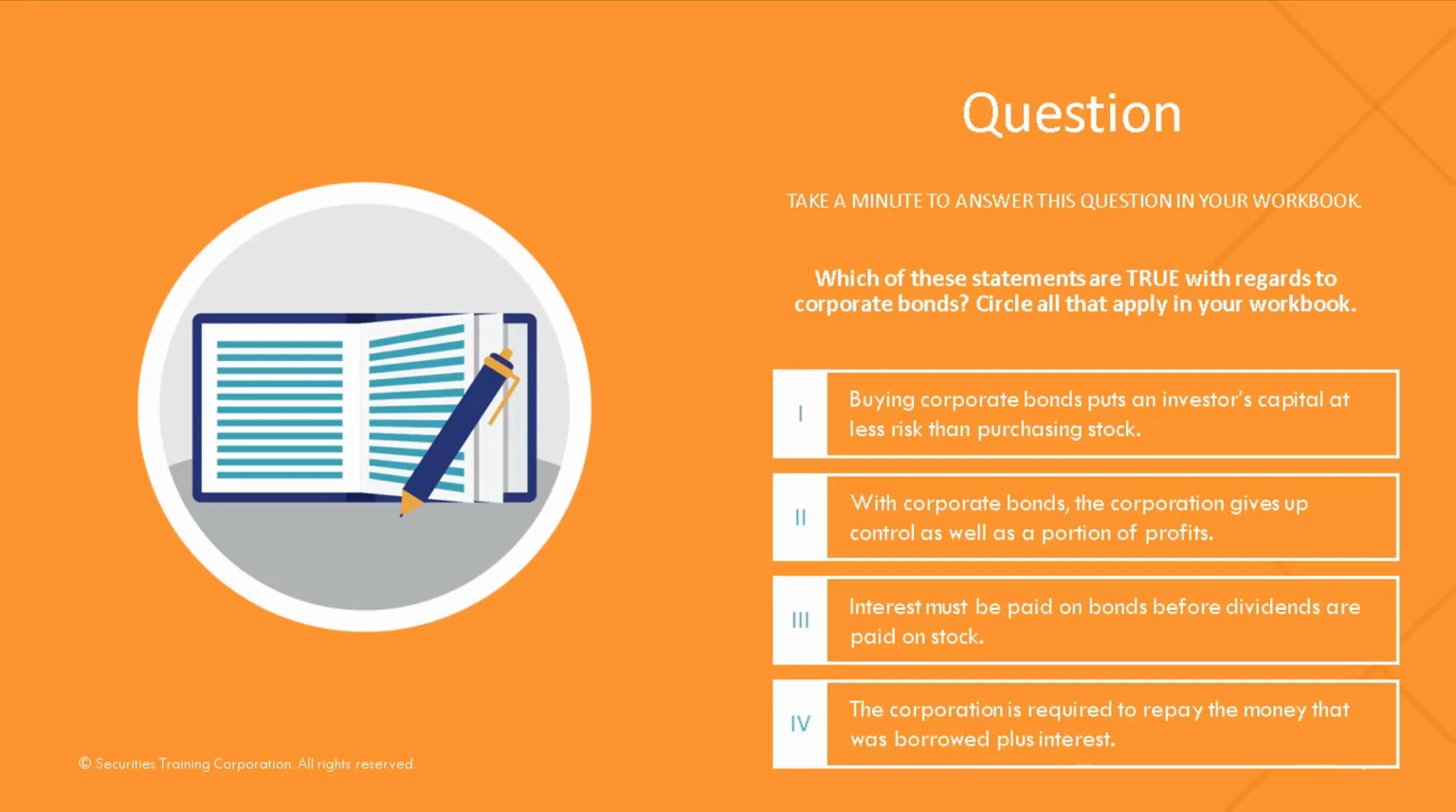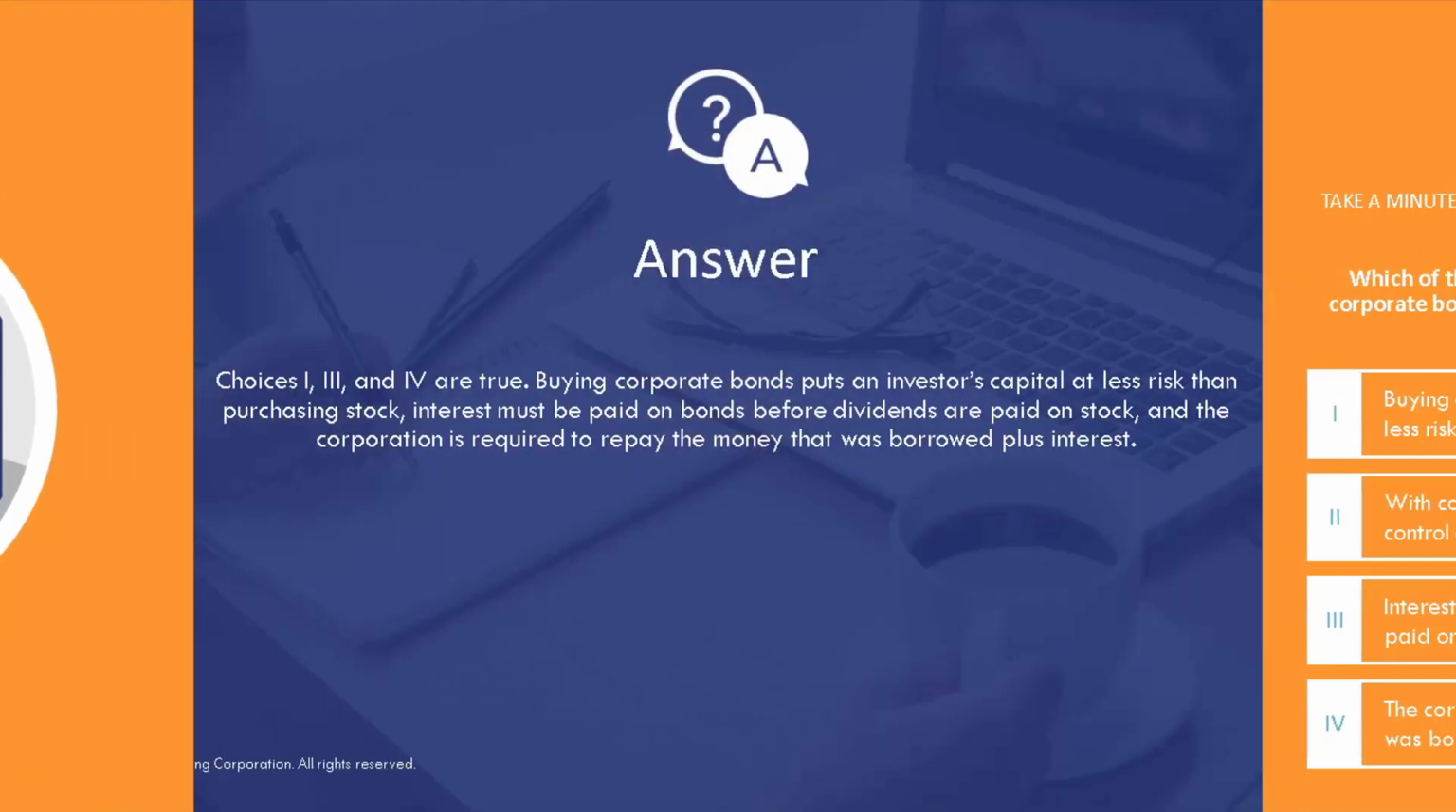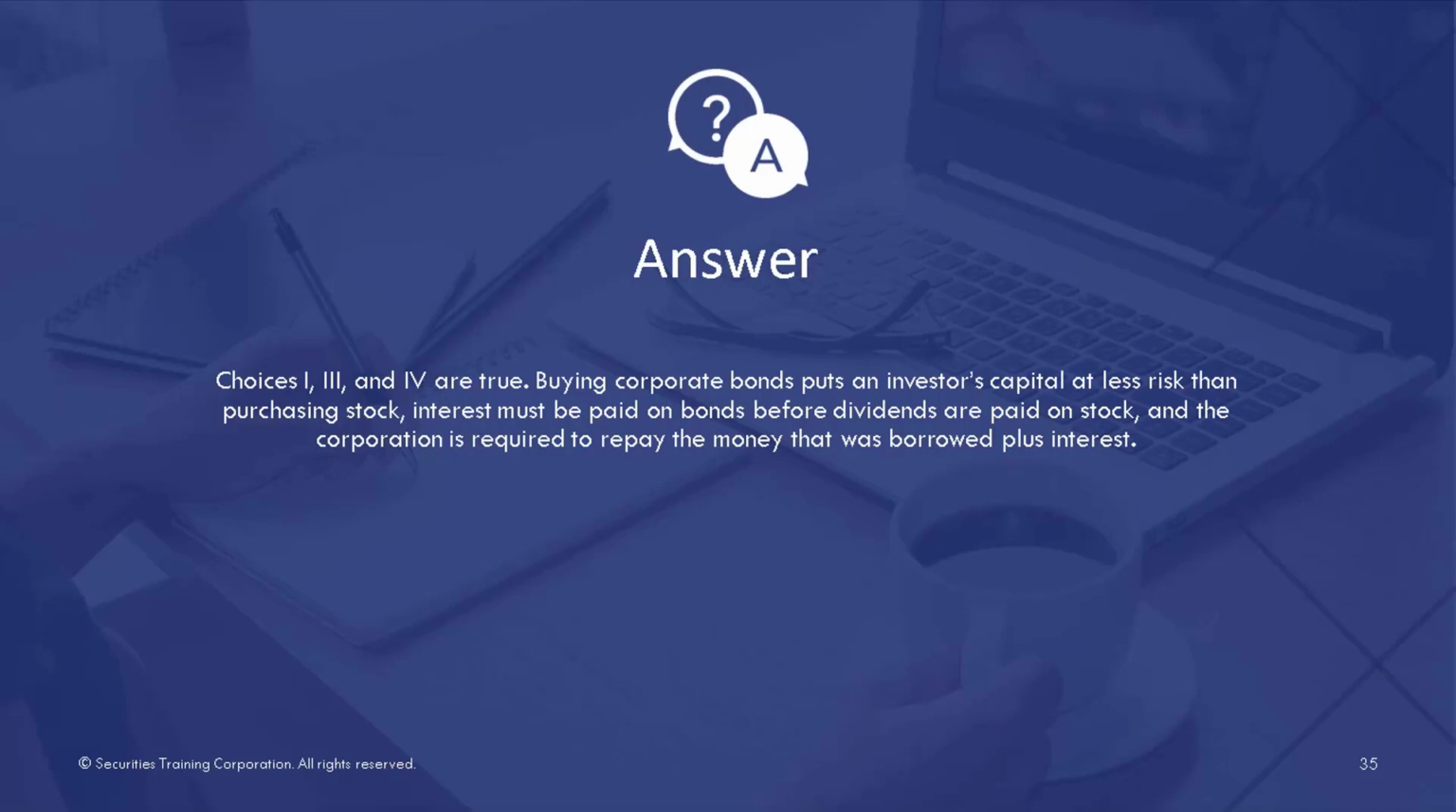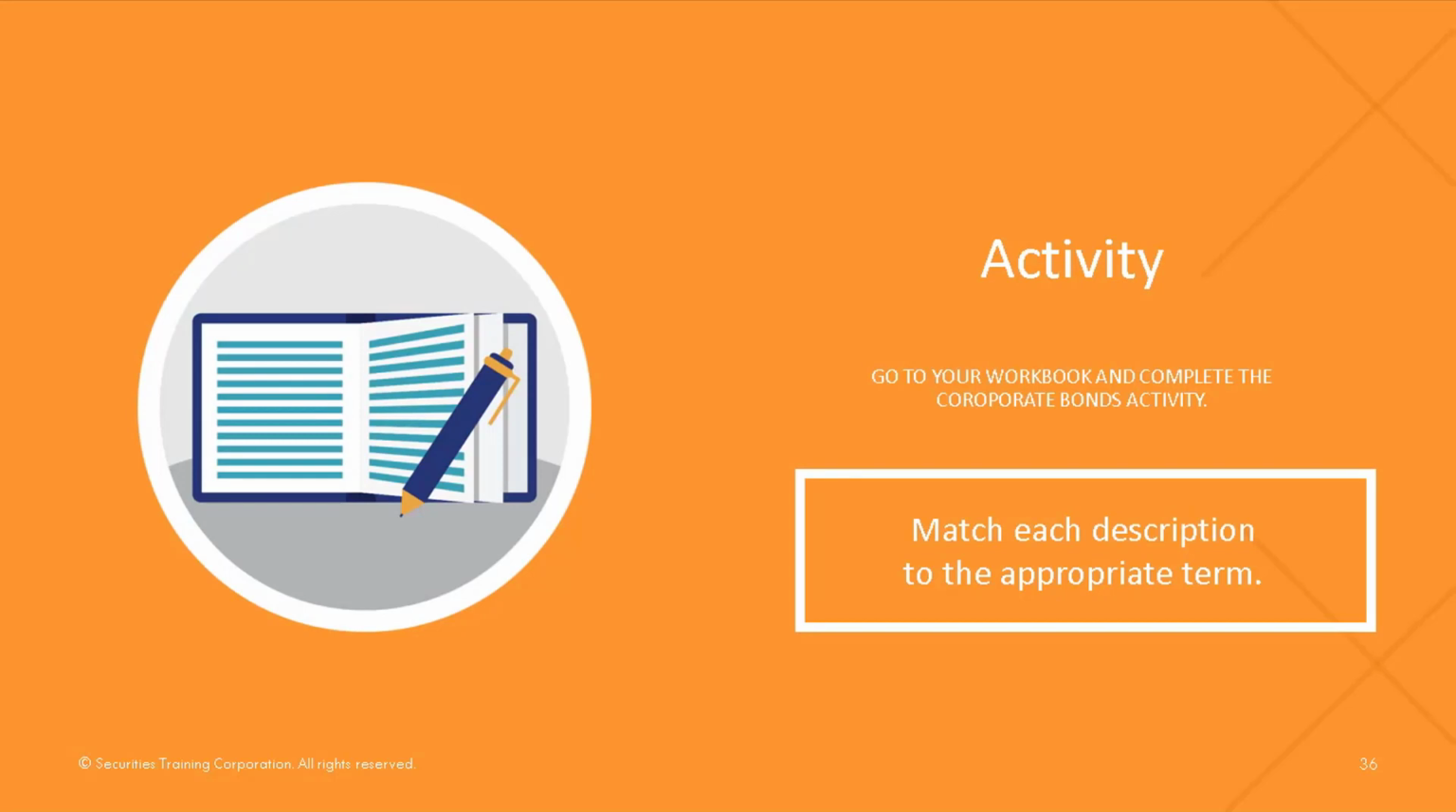In statement four, the corporation is required to repay the money that was borrowed plus interest. That is true. If you've ever taken out a loan, you pay interest, and then eventually you have to repay the principal. So our true statements are 1, 3, and 4. Buying corporate bonds puts the investor's capital at less risk than stock. Interest must be paid on bonds before dividends for stock, and the corporation is required to repay the money that was borrowed plus interest. Let's take a look at another activity.